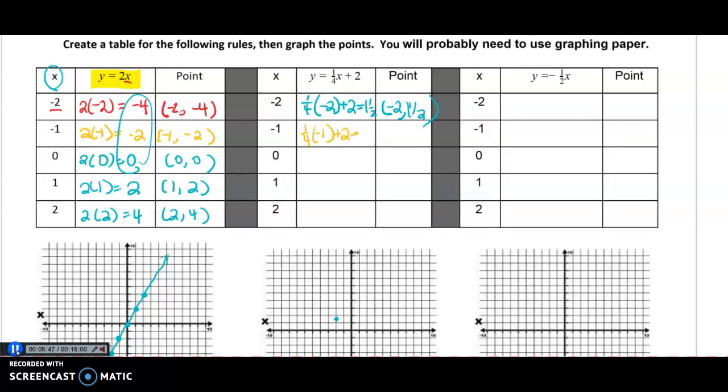When I plug in -1, I'm going to do 1/4 times -1, and then add 2. 1/4 times -1 is -1/4. Added to 2 comes down to 1 3/4. So again, I'm going to go to the left one. I'm going to go up 1 and then just a little bit higher than the other one.